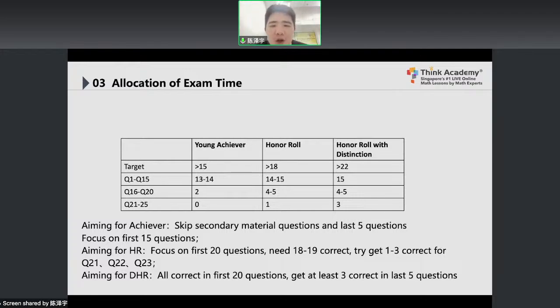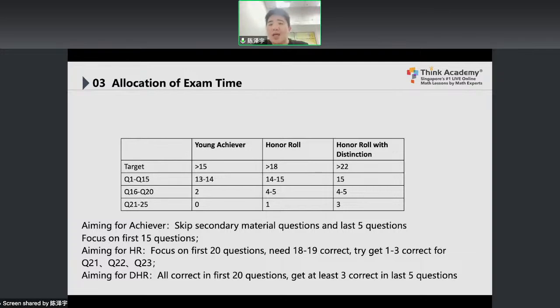Alright, for those who want to get the honor roll, who want to be the top 5, you need to focus on the first 20 questions because you need to get at least 18 questions correct. And like I said, questions 21 to 25 are the difficult questions. So it's not very easy to get a point from them. That's why you need to get the points you need for the honor roll in the first 20 questions. So this is for students who want to get an honor roll.